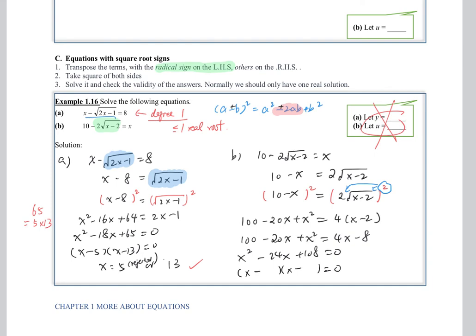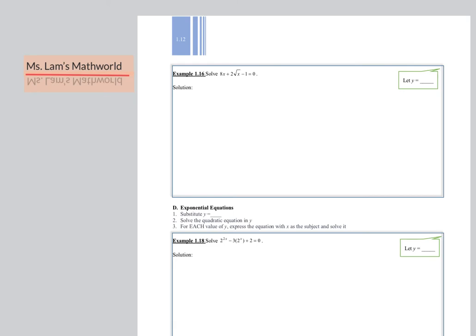108, we have 6 times 18, right? So you get x is equal to 6 or 18. Alright, so this time we reject 18 and we got x is equal to 6 as the answer. Finally, I want to discuss example 1.16.